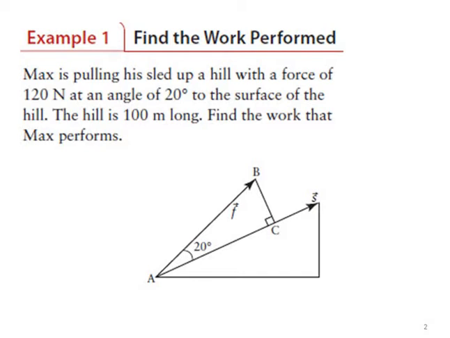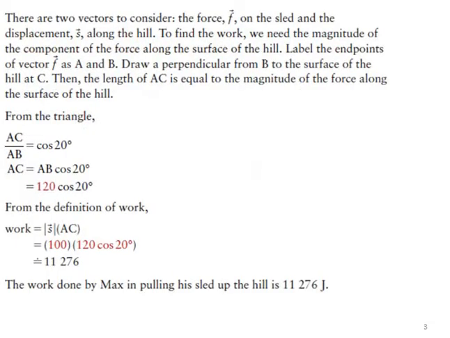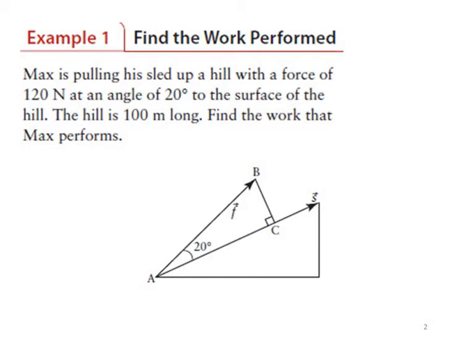So here we have a triangle. We have two vectors, AB, and then we can find the magnitude of AC. There are two vectors to consider. One of them is the force on the sled and the other is the displacement S along the hill. To find the work, we need to find the magnitude of the component of force along the surface of the hill. So it means that we need to find AC in here.